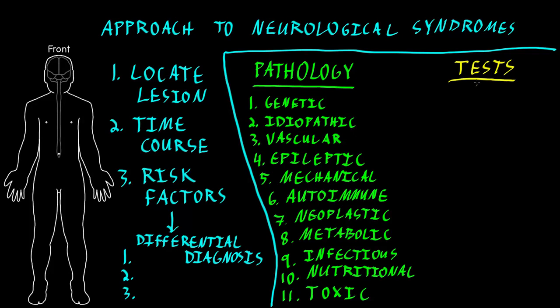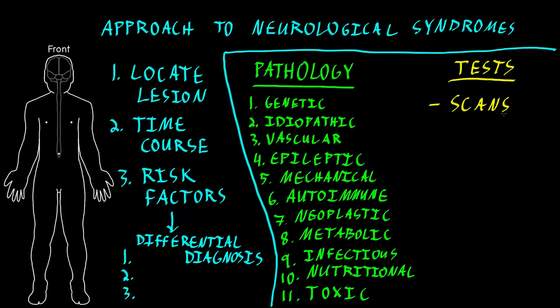Lots of routine tests, such as plain X-rays or electrocardiograms, or common tests of the blood and urine, are often helpful for diagnosing neurological syndromes. But we also have a number of specialized tests that can be helpful for certain situations. For instance, we have a lot of imaging tests that we often just call scans for short, that can be very helpful for certain neurological syndromes.